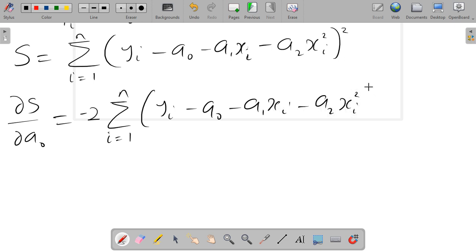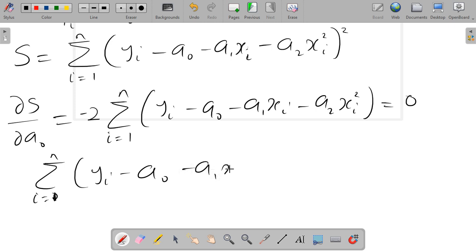Okay, is equal to what? 0. So if you divide both sides by minus 2, I'm going to have that the summation of i starting from 1 to n of your yi minus a naught minus a1xi minus a2x squared i is equal to 0. So share the summation for them.